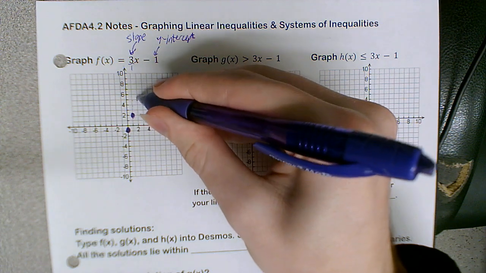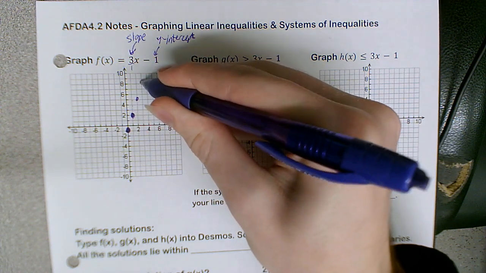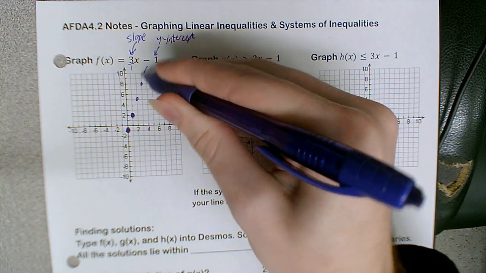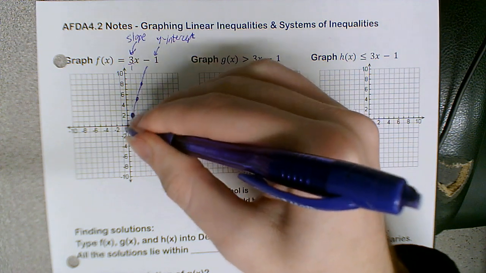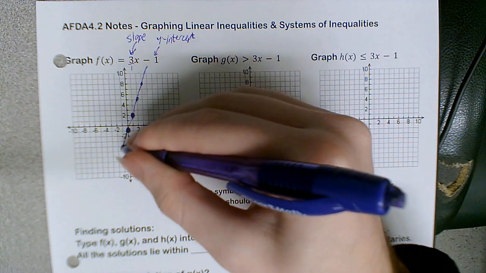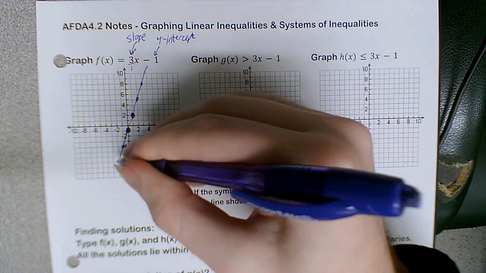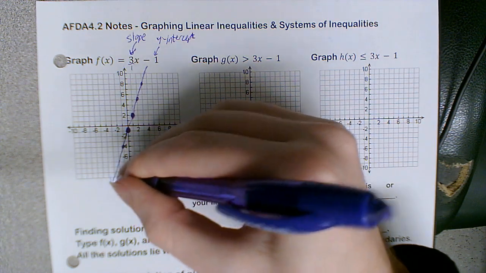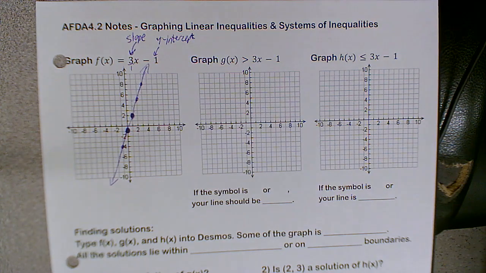And we can continue doing this until we reach the end of our graph, and then we can connect the dots. We can also go the other way as well. So down 3 and then left 1 will also work. And then we connect our dots.